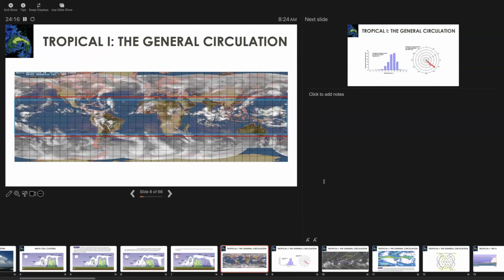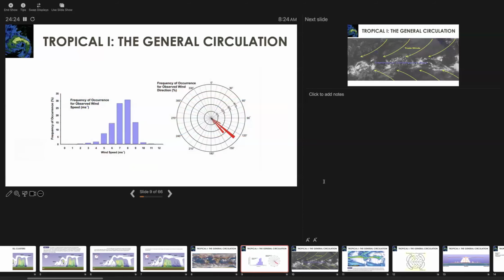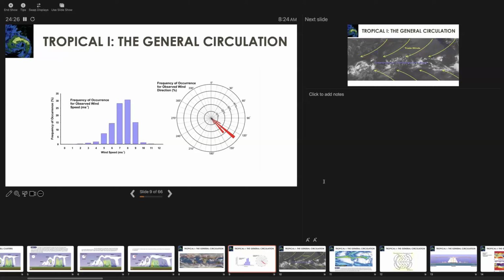So here are the Galapagos Islands, and let's go to this point right over here. The next diagram in the slides is taken from that particular point. It shows the wind field from a buoy.